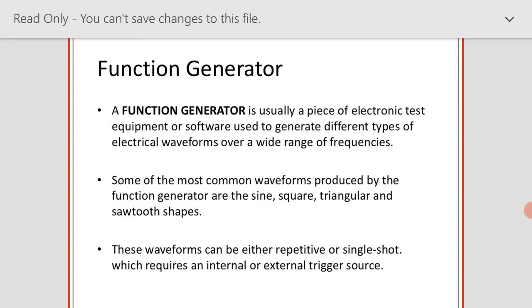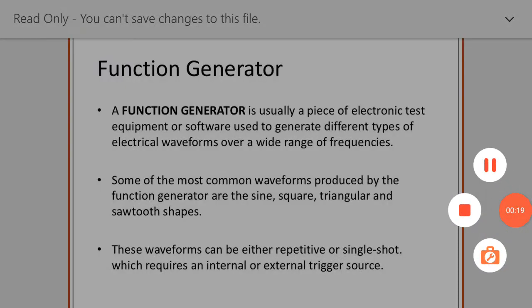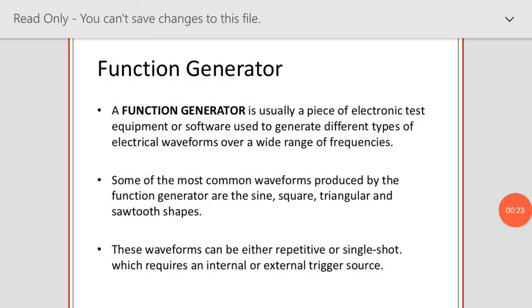Today's video lecture topic is function generator. A function generator is usually a piece of electronic test equipment or software used to generate different types of electrical waveforms over a wide range of frequencies. Some of the most common waveforms produced by the function generator are the sine, square, triangular, and sawtooth shapes.